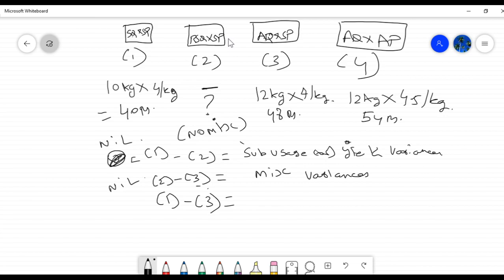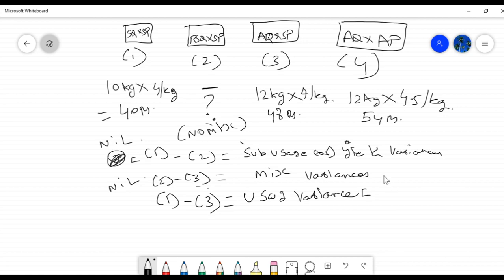Whereas quantity differs. Only usage. Actually how much I have to use as per standard, and how much I actually used. That is the comparison. That is what is called usage variance. 1 minus 3 is called usage variance.